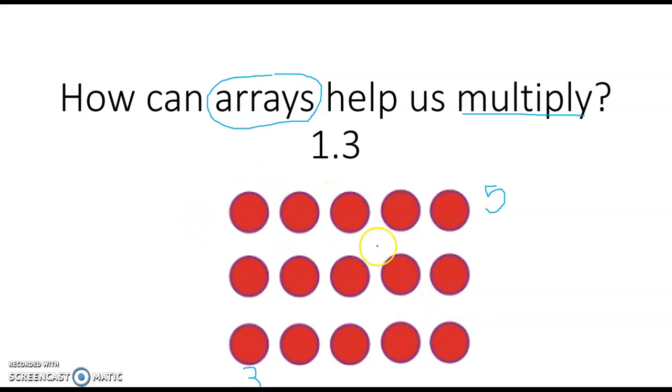Taking a look at these rows and columns, I know there's 5 in each row and 3 in each column. So I've got 5, 3 different times, 5, 5, and 5. So my equation would be 5 times 3. I can count my rows. 5, 10, 15. So 5 times 3 is 15.